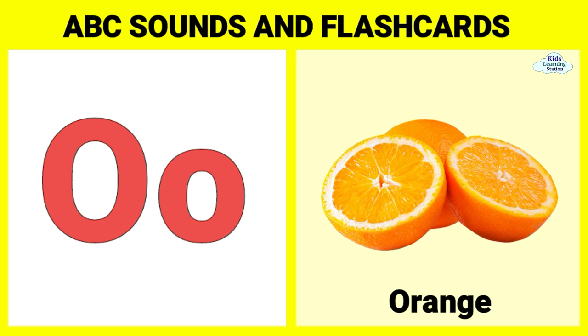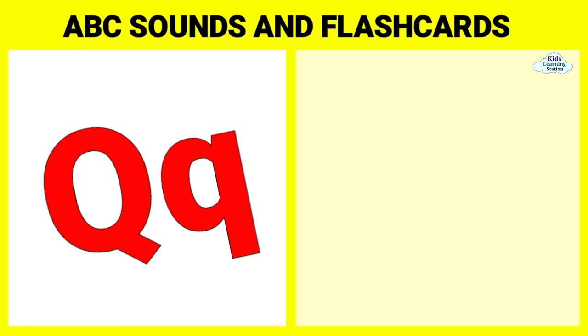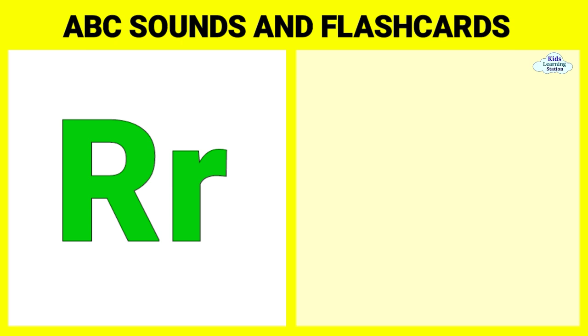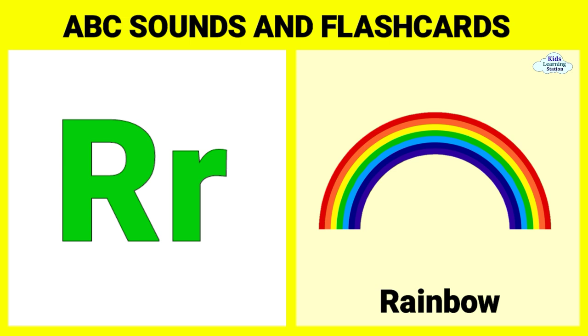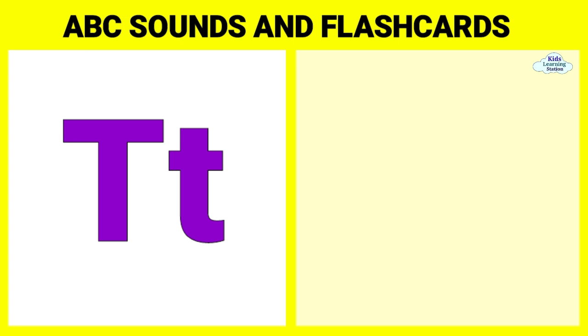Orange. P makes p, p, p, pie. Pie. Q makes qu, qu, qu, quilt. Quilt. R makes r, r, r, rainbow. Rainbow. S makes s, s, s, sunflower. Sunflower. T makes t, t, t, tiger. Tiger.